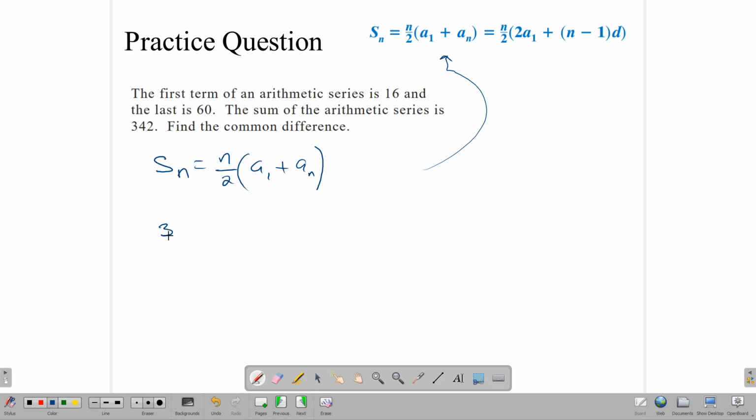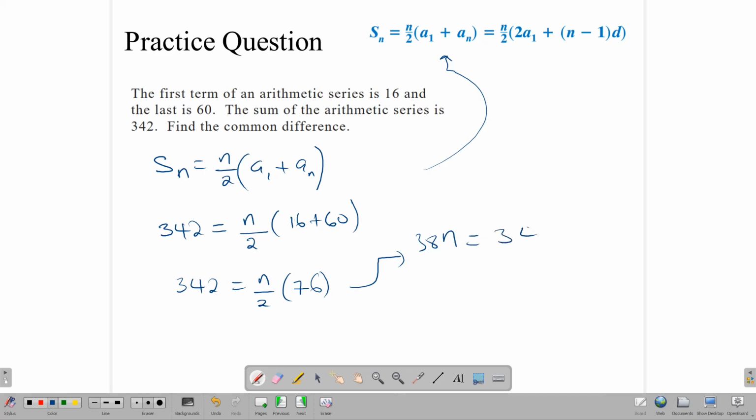Now let's substitute. So we have 342 is equal to the number of terms, which we don't know, n over 2, times the first term and the last term. So that's 16 plus 60. And that gives us 342 is equal to n divided by 2 into 76. Now, a half of 76, or 76 divided by 2 here, gives us 38. What we can write here is that 38n is equal to 342. And dividing by 38, we end up with the number of terms being 9. So there are 9 terms in this sequence. And we can use this formula to do other things. To find, for example, the first term, we can use it to find the common difference, and so on.